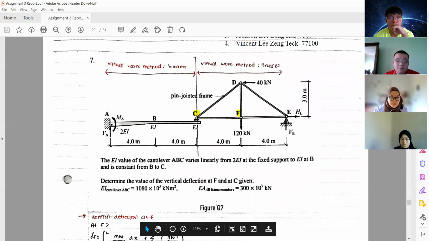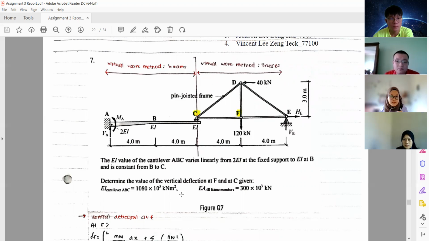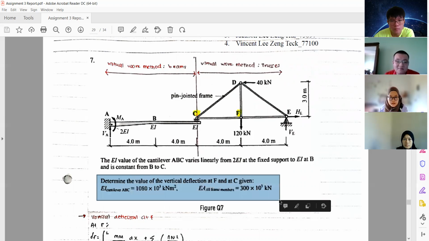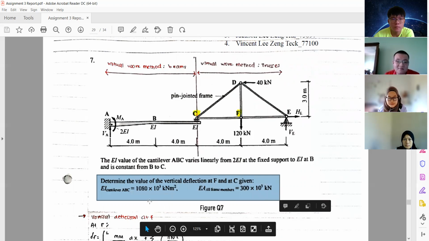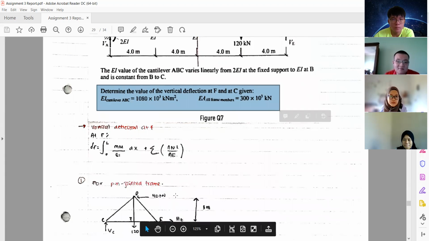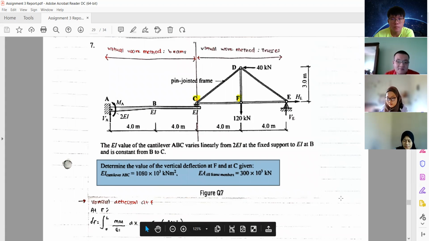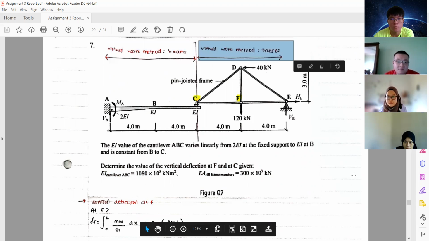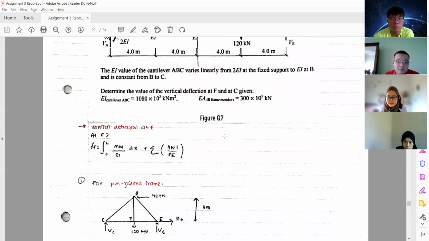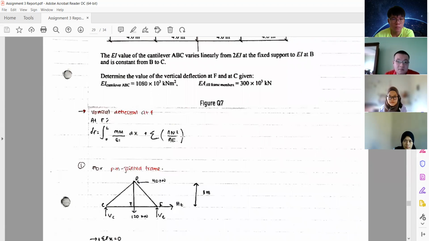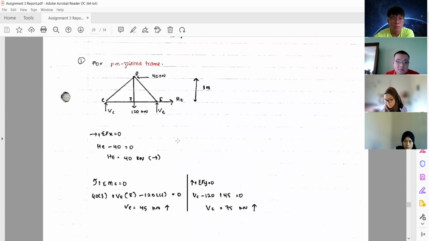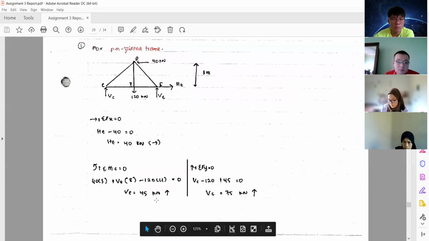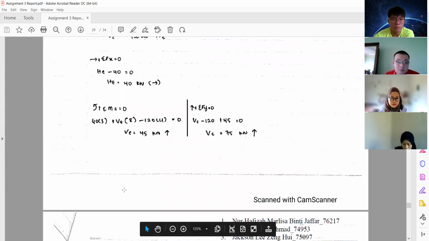Okay, for question 7, we were asked to determine the vertical deflection at F and also at C. So what I did, I divided them into two different parts, which are the Butterworth method for beams and also for trusses. So for the first part, for trusses, for the pin jointed frame, as usual, I determine the reactions at PE, HE, and also DC. So I get the value.